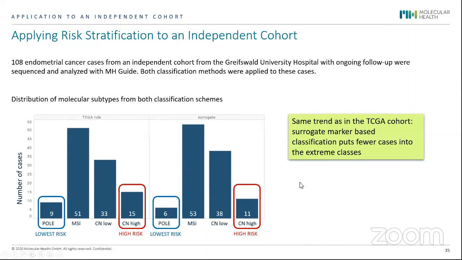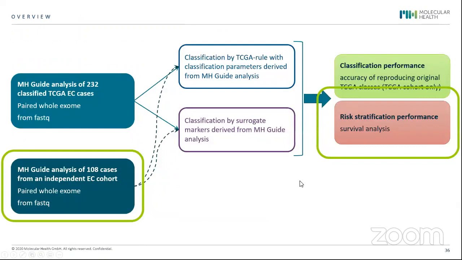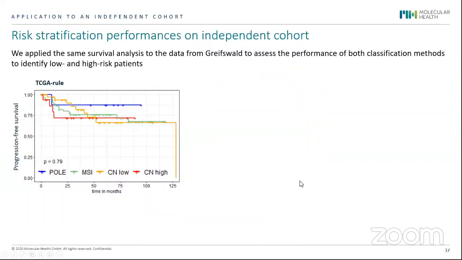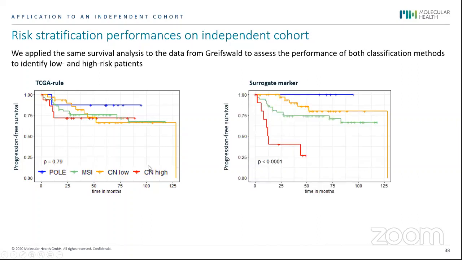Now looking at the actual risk stratification performance, that is the TCGA rule. And you can maybe imagine we were not too happy about this. So it just didn't perform. There's nothing to deny here. However, the surrogate marker-based classification still performed pretty good, apparently.